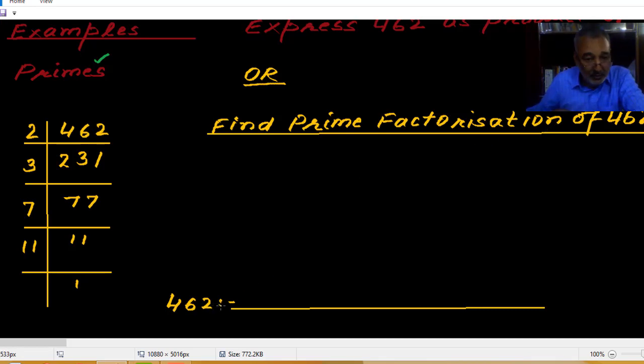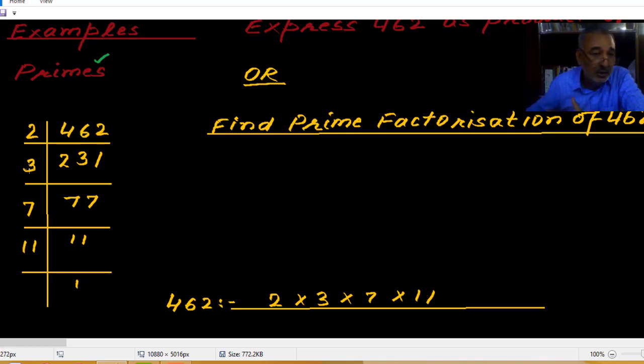So 462 can be expressed as product of prime. It is 2 multiplied by 3 multiplied by 7 multiplied by 11. There is no repetition of same prime number. If there is some repetition, you can write exponential form as well.